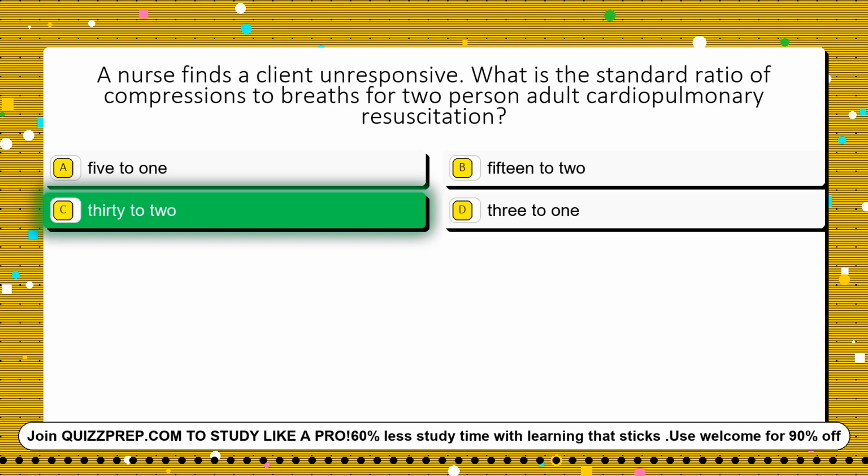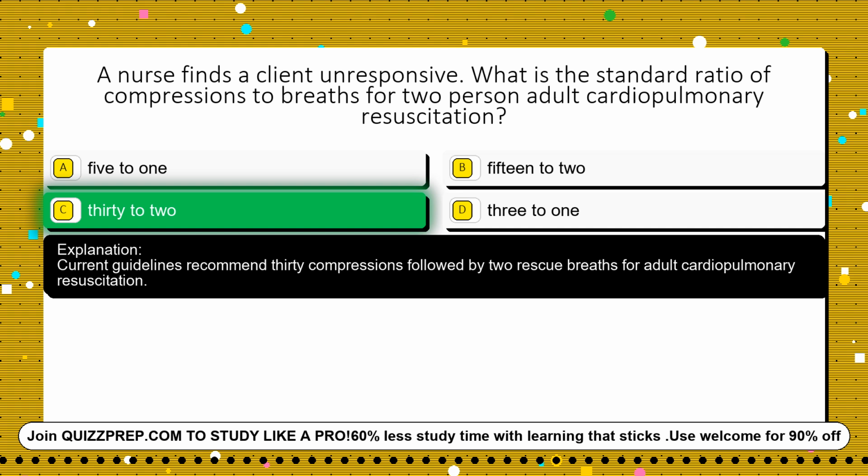The correct answer is option C, 30 to 2. Current guidelines recommend 30 compressions followed by 2 rescue breaths for adult cardiopulmonary resuscitation.